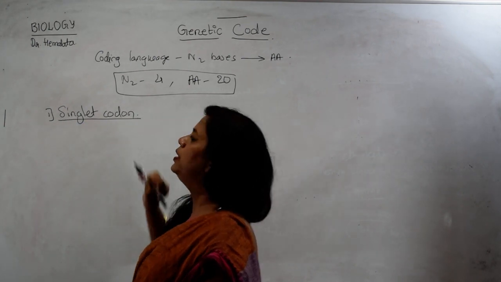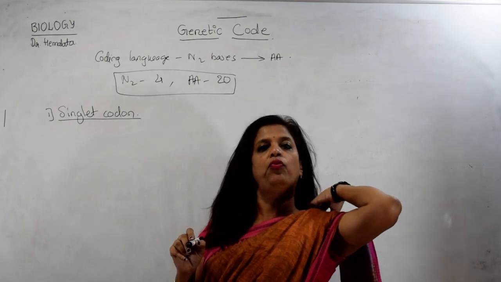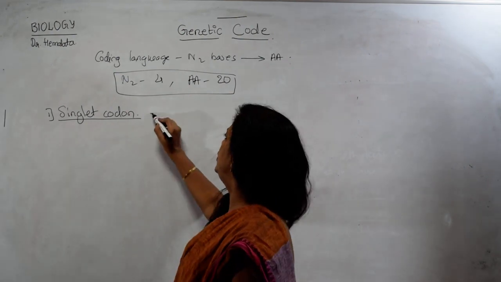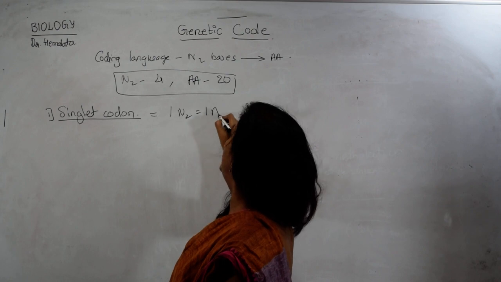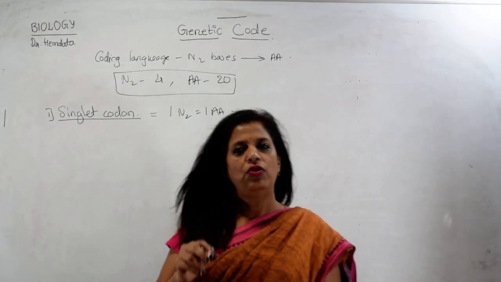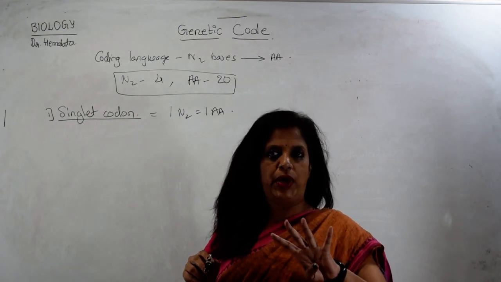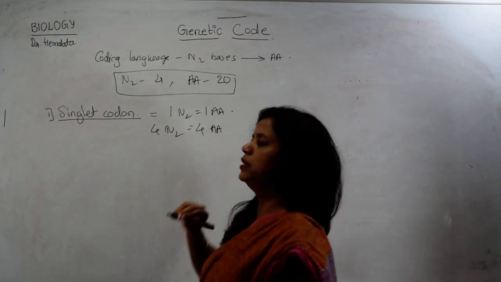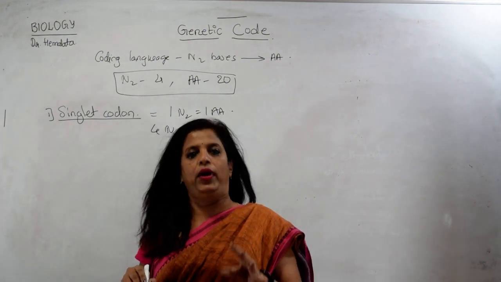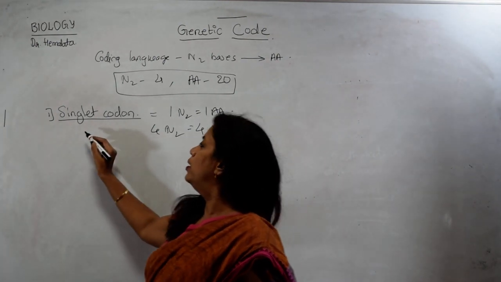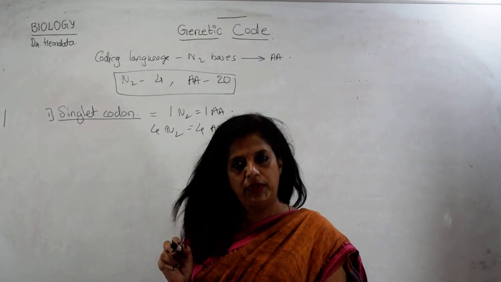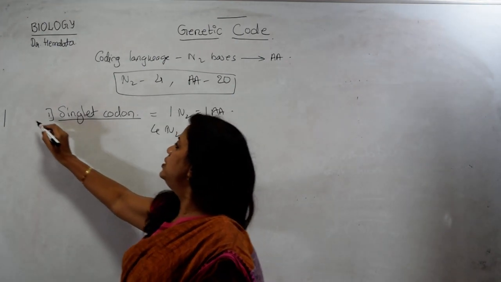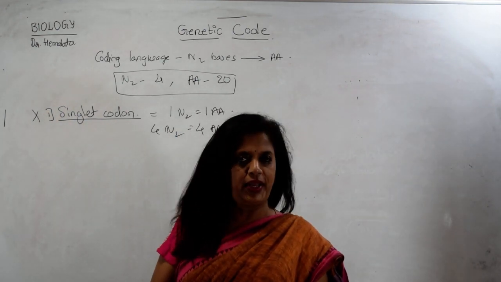The types I have explained. Singlet refers to one. So if one nitrogen base codes for one amino acid, then we call it a singlet coding language. But how many can be produced? With this, you can produce only 4 amino acids, because there are only 4 nitrogen bases present. A for 1, U for 1, G for 1, C for 1, over. Therefore, singlet coding language will not hold good for the complete 20 amino acid coding. They cannot produce 20 amino acids. So, first, singlet coding language was considered to be wrong.